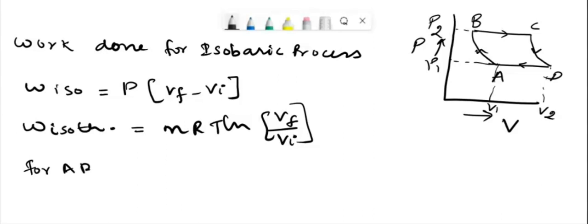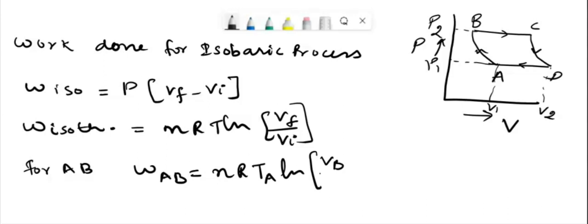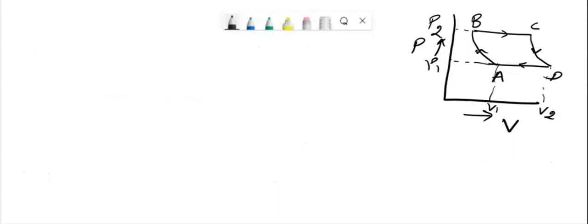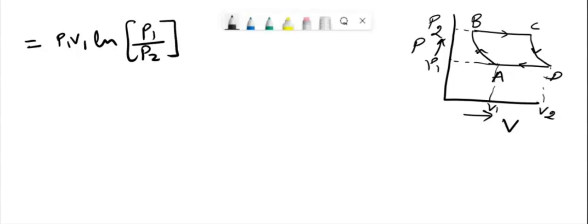Now for the process AB, work done will be equal to nRTA ln VB upon VA. Putting the values, we will get nRTA ln P1 V1 upon P2 into V1. V1 and V1 get cancelled out. Putting the value of nRT1 equal to P1 V1, because PV is equal to nRT, the ideal gas equation, it will come out in this form.